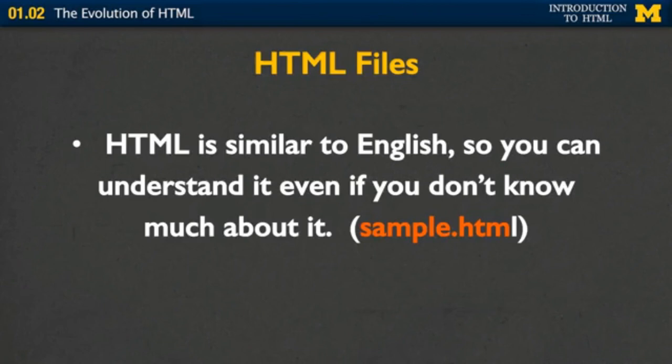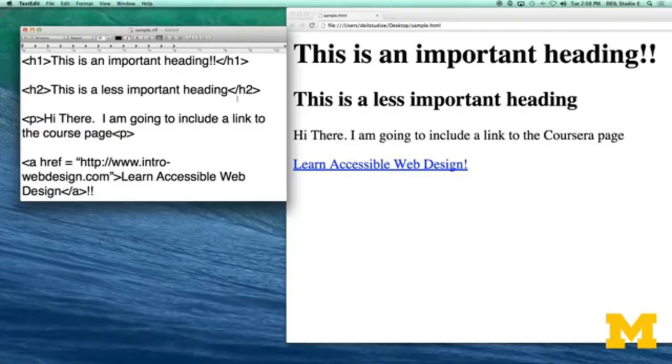So HTML is very similar to English. You can understand it even if you don't know much about it. Let's look at this example HTML file over here. Most of it is just typical English language. This is an important heading, or hi there, I'm going to include a link to the course page. But if you look closely, you can see we've added these little tiny tags that the browser uses to know how to represent the material.